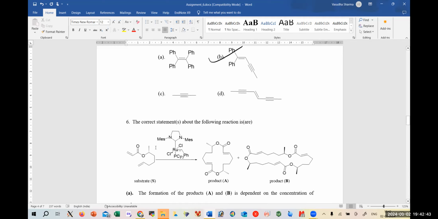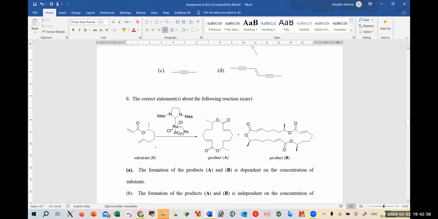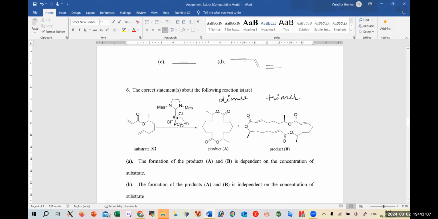Now the correct statement about the following reaction. We have here alkene groups in presence of the metathesis. Now it is giving you a dimer and a trimer. So this is a tandem ring closing metathesis. Now we already know dimer and trimer concentration is dependent on the concentration of the substrate. So yes, A option is right.